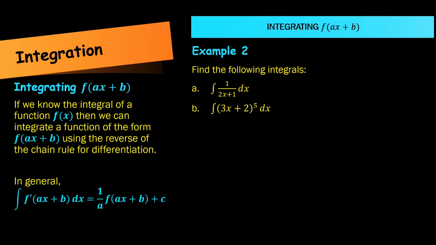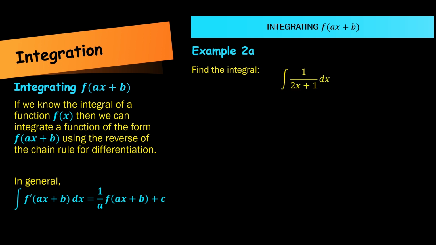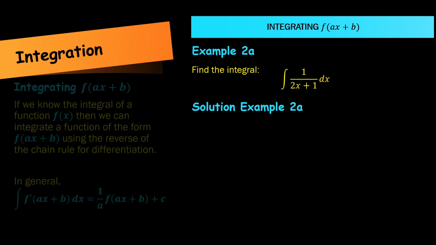So let's solve part A first. We're required to find the integral shown on your screen. So let's solve this. We're going to let f dash of x equal 1 over x. This implies that the integral of f dash of x dx equals ln of mod x plus c, which is equal to f of x. And of course, this is an example of one of the standard integrals.